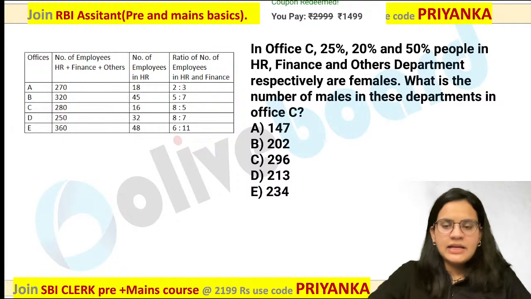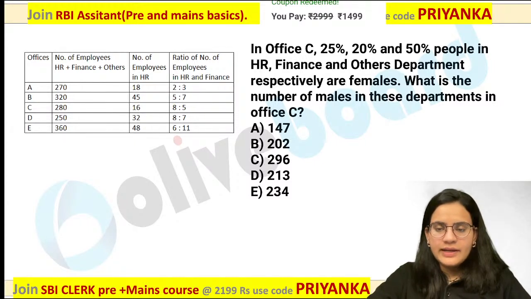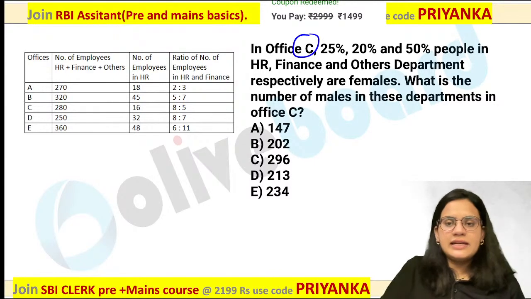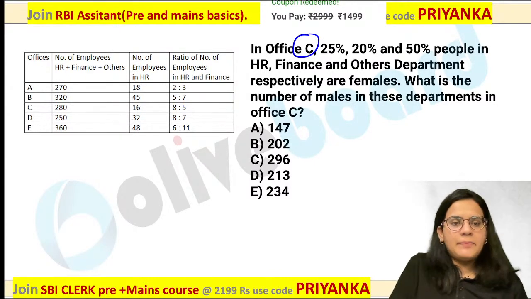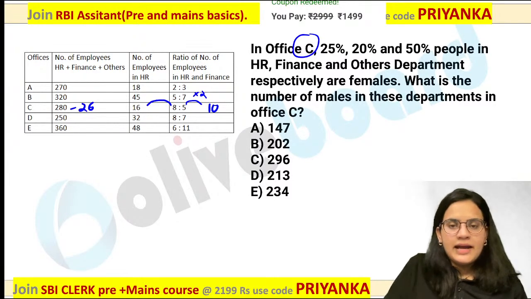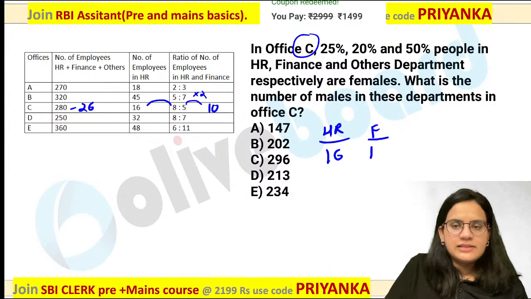So first of all, quickly calculate the number of employees over here. They are talking about office C: HR, finance and other department. If I am checking this value, it is 8 2s are, so this will also be multiplied by 2. This will become 10. So I have to subtract 26 from this. What would be my HR value? Yes, HR value is 16. Finance value is 10 over here. The other value, you can calculate, is 25.